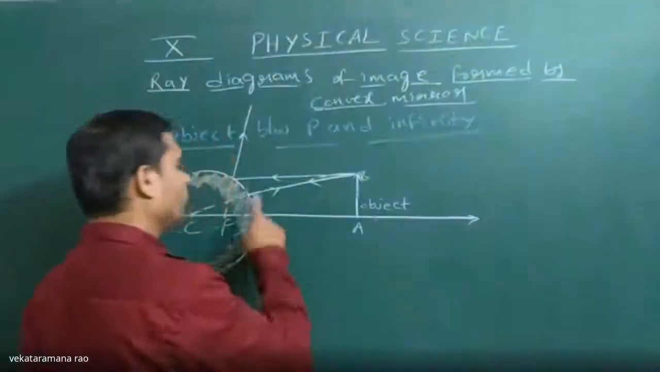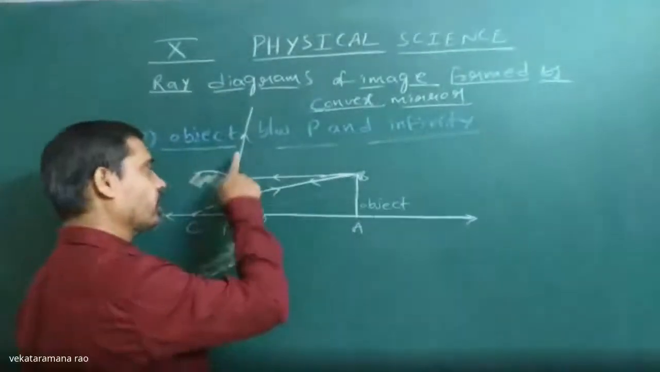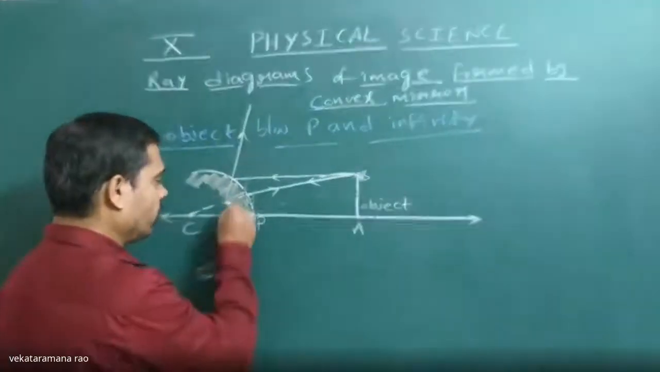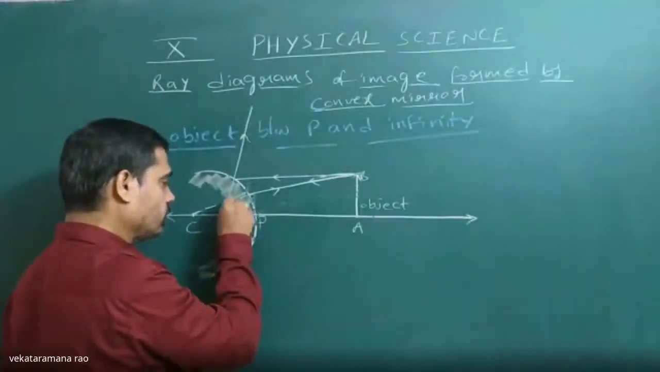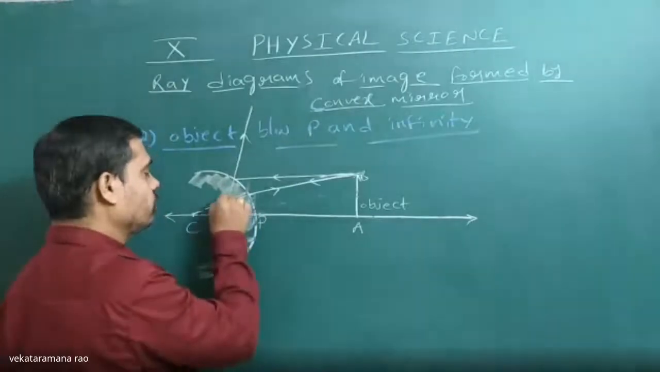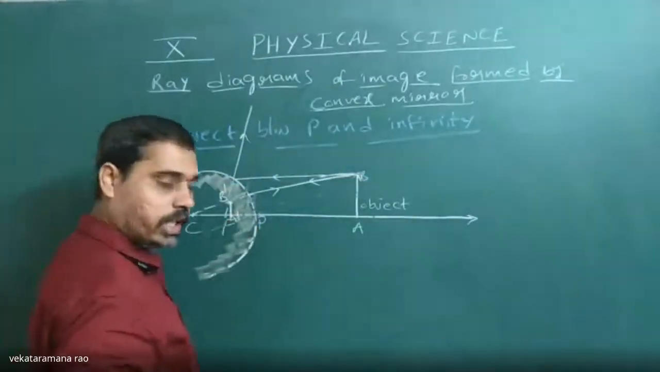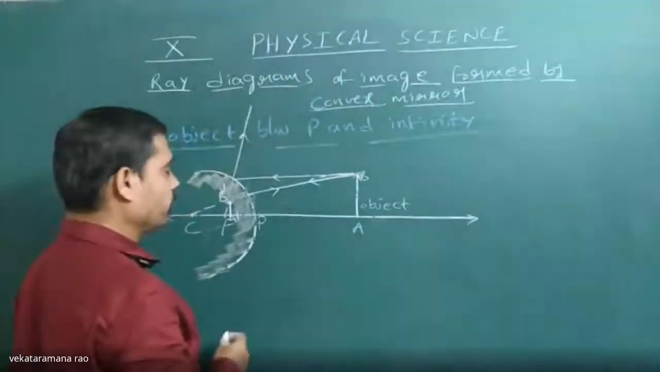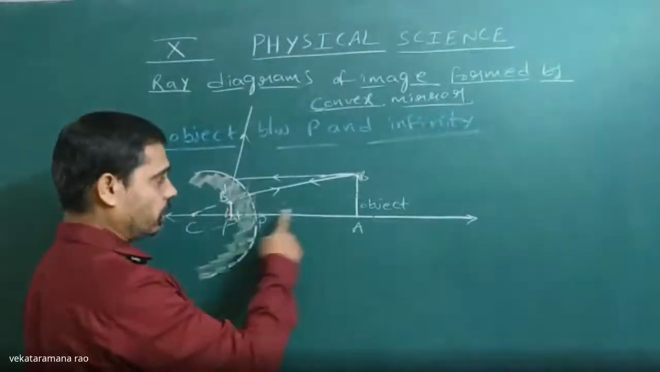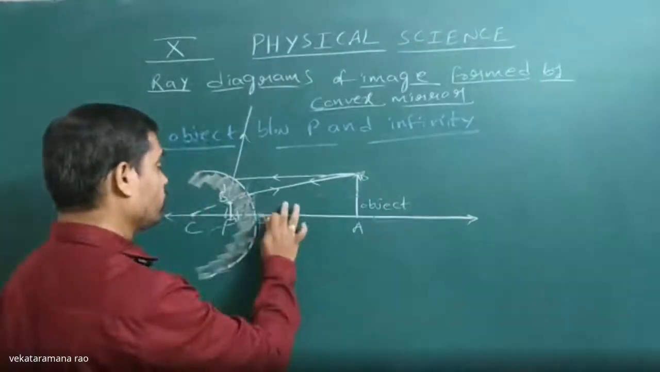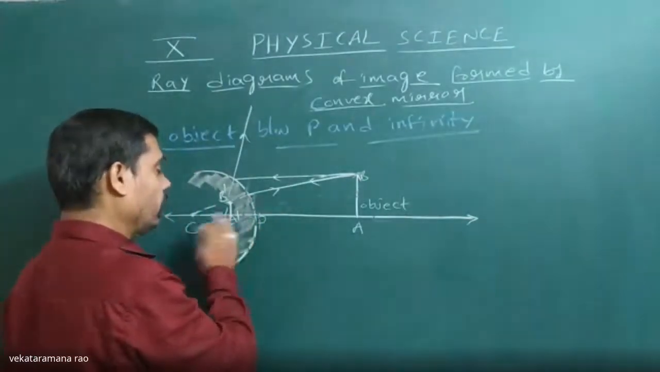Now, if you extend both the reflected rays, they converge at one point. This is that point, and that point is known as the image point, which is B dash, and it will be A dash. Now, where does the image appear to form, whether the actual image is forming or not? The image appears to form behind the mirror.